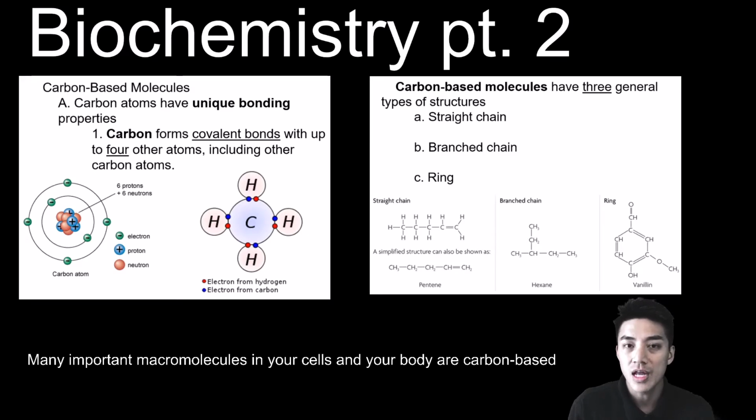For example, you can have straight-chain carbon-based molecules, which are found in lipids and oils. Those things are important in cell membranes. You can also have branched-chain structures, which are found in amino acids. Amino acids are responsible for making proteins. And last but not least, you can also have ring structures, which are found in sugars and carbohydrates.